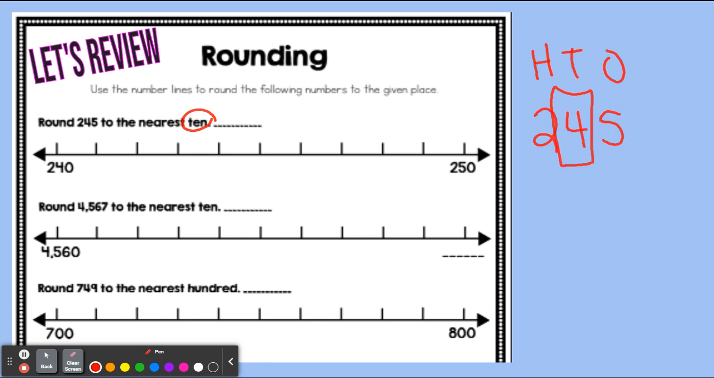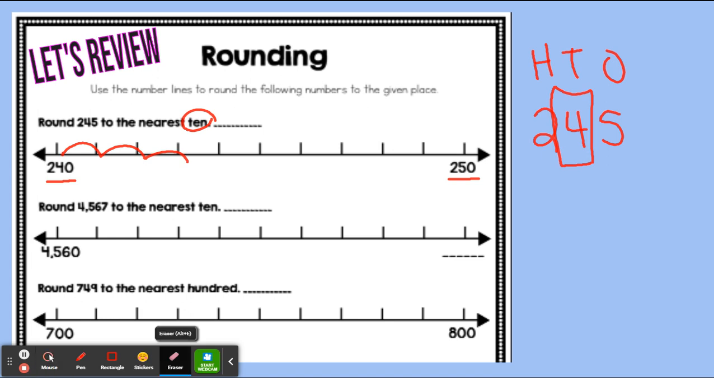We see that here on our number line. Because we're going to the nearest 10, we need to find the tens that 245 is between. The next 10 after 40 would be 250. Then we have to see how many of these jumps we're making as we go along the number line.